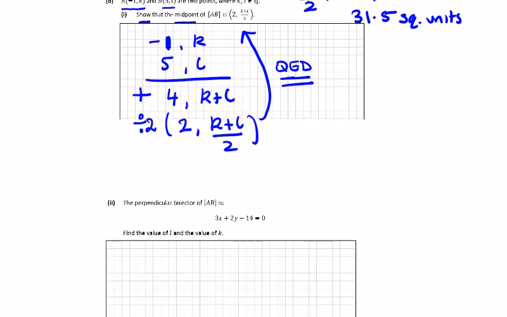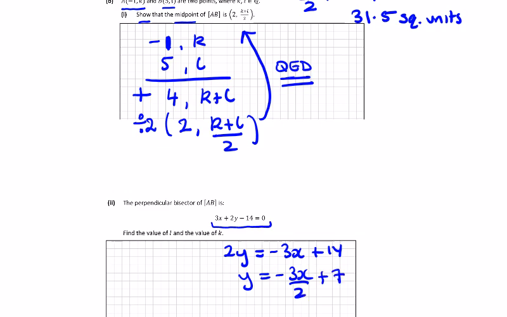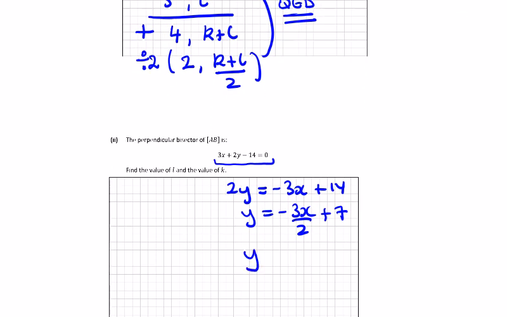So if we get the slope of this line, we can get the perpendicular slope. The line is 2y equals minus 3x plus 14. Y is equal to minus 3x over 2 plus 7. So this is now in the format y equals mx plus c, so the number in front of x is m. So m is equal to minus 3 over 2. So my perpendicular slope, perpendicular m, is equal to change the sign and flip it, plus 2 over 3.